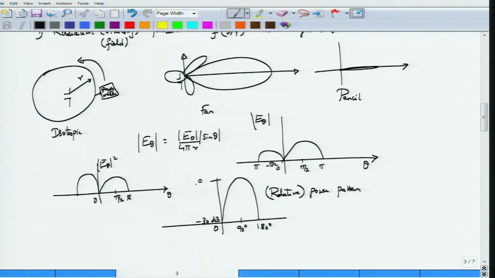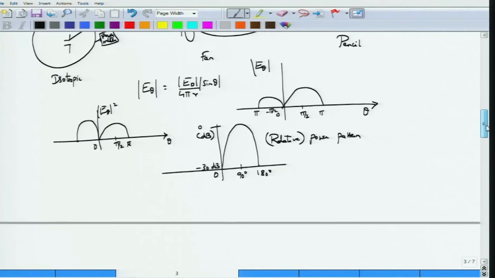This is sometimes also called the normalized power pattern. So, you just take the power and then normalize it to the maximum value that you get, and that would be the relative power pattern or normalized power pattern.